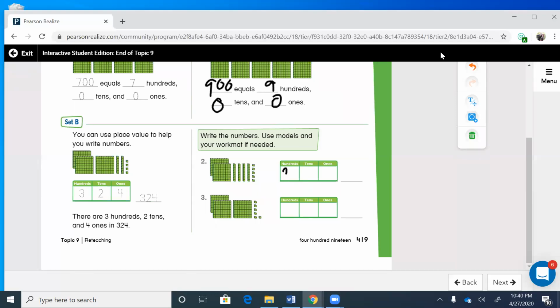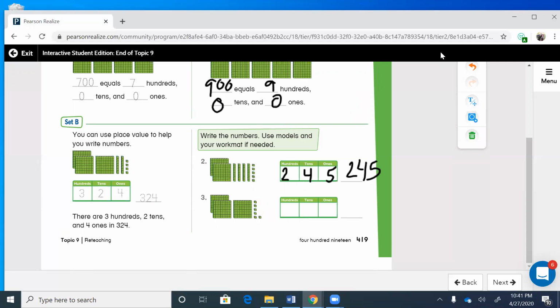2, that's right. Now look at the tens and count the tens. 1, 2, 3, 4. That goes in the middle. And then count the ones. 1, 2, 3, 4, 5. That goes in the ones. And the number in standard form is 245.